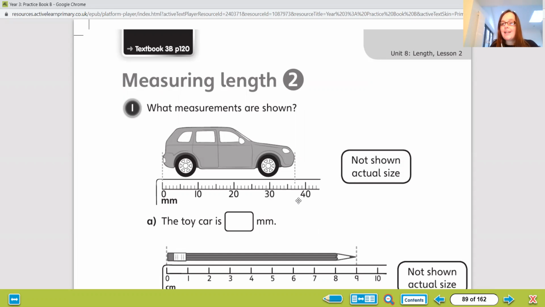So we've got to count in 10 to 10. So each one of those little lines is worth 1, and that should help us. So let's see if we can find the length of this toy car. So the toy car is 10, 20, 30, 1, 2, 3, 4, 5, 6, 7, 37 millimetres long. 30, and then we counted on to 7.